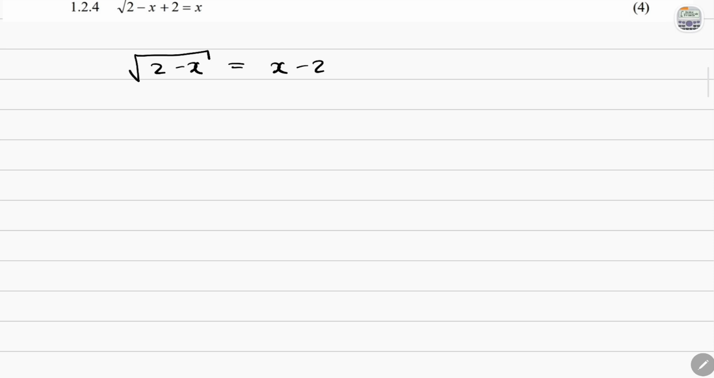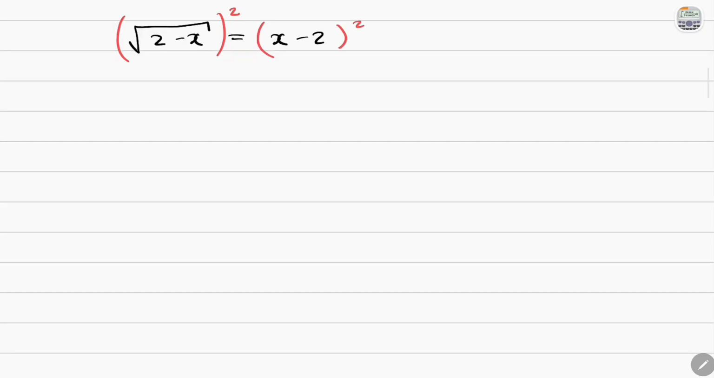And now that the surd has been isolated, we can go ahead and get rid of that surd because this is what is stopping us from solving for x right now. So square this to get rid of it. But what you do on one side, you must do on the other side. So we square both hand sides of this equation.